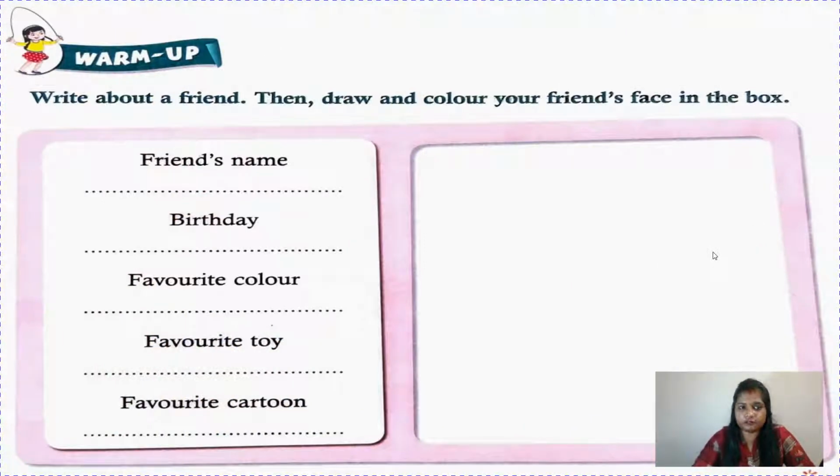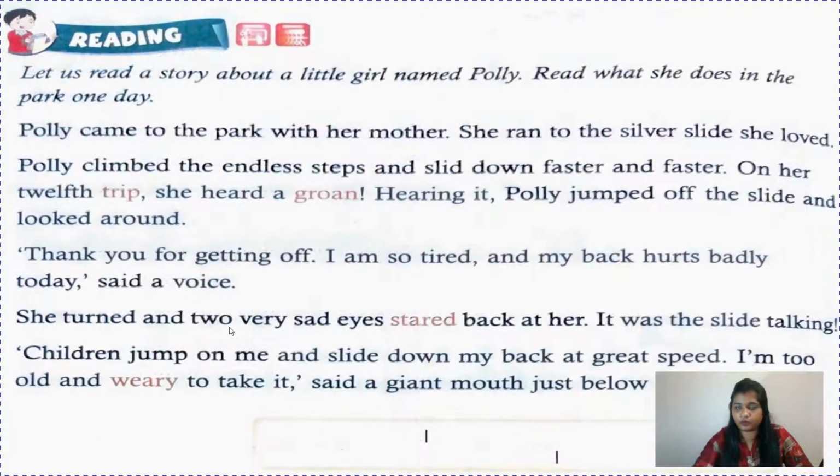So for warm up, what you have to do, you have to write about a friend. Then draw and color your friend's face in the box. See children, here you can draw and color, or you can paste a picture of your friend also. And here you have to write about your friend. You can give more information about your friend. What information? Like friend's name, birthday, favorite color, favorite toy, and favorite cartoon. If you know your friend very well, you can easily write these things. But suppose you don't know anything, you can just ask from him or her and you can write.